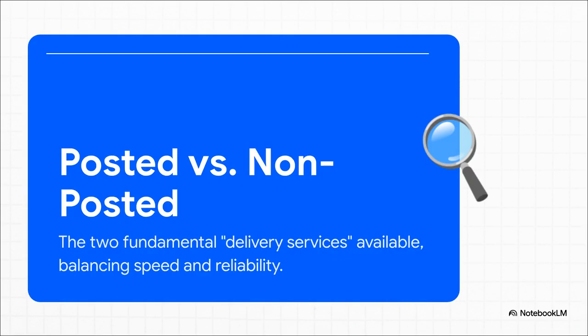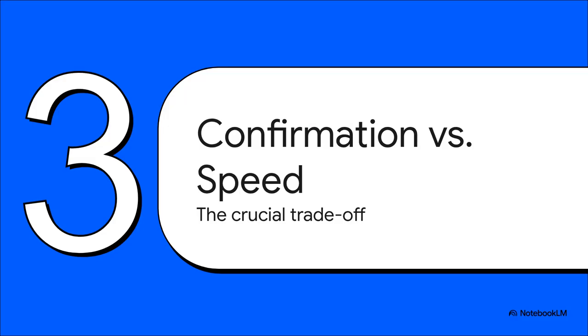Okay, but here's where things get really interesting. This digital postal service offers two completely different delivery options, posted and non-posted. And the choice between them, well, it's this fundamental balancing act between raw speed and guaranteed reliability. This is the absolute core of how PCIe works so well. Let's dive into that. Section 3, confirmation versus speed. This is the crucial trade-off.